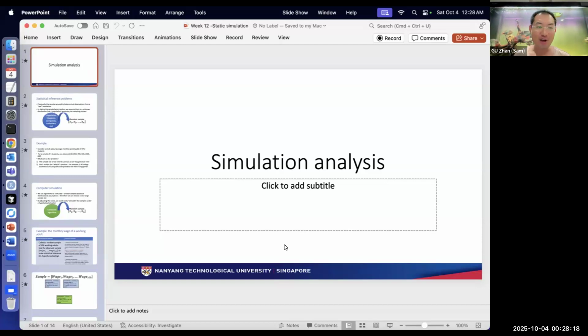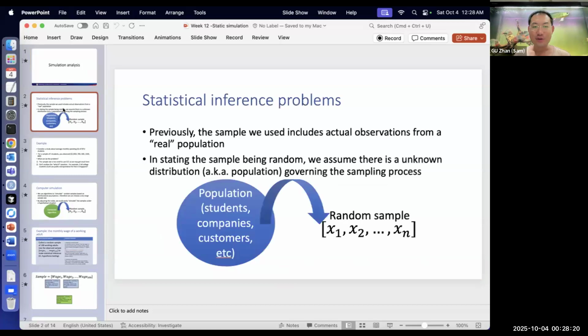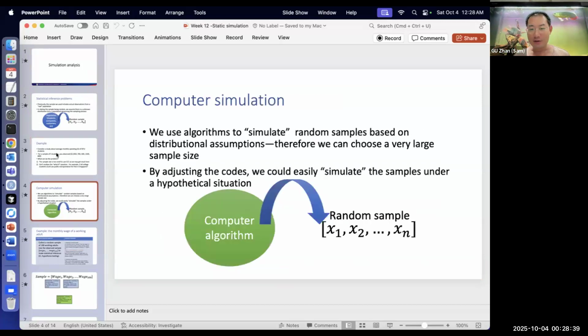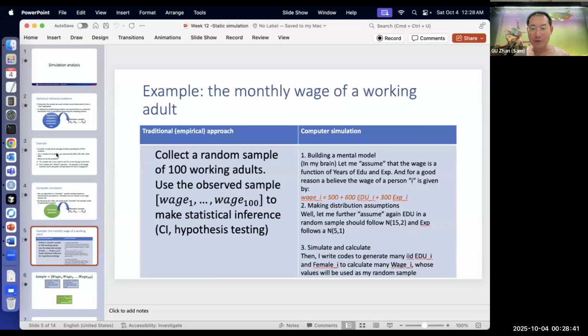Simulation analysis. Okay, simulation is basically we draw data from a predefined formula and do it repeatedly to get random numbers and form multiple samples for analysis. Okay, so let's do a quick review. Here is an example of a monthly wage of a working adult.